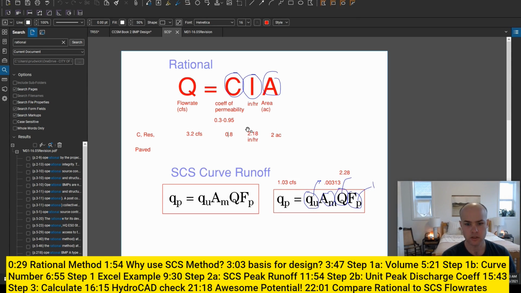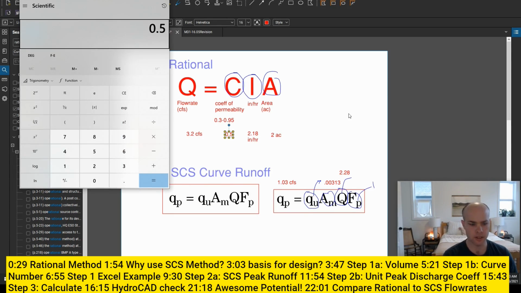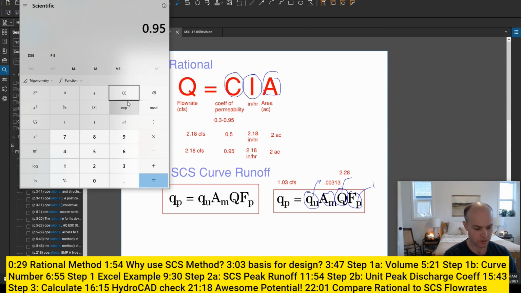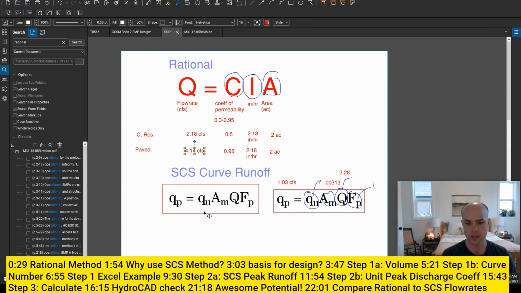Sounds pretty good. What did we decide this was? 0.5. Again, the ease with which you can calculate this is amazing. That can't be right. That sounds right. 0.5 times 2 is 1, so 2.18 times 1. All right, now those values will be the same. Now this is going to be 0.95. So it's probably going to be about double, because 0.95 times 2.18 times 2 is about 4.